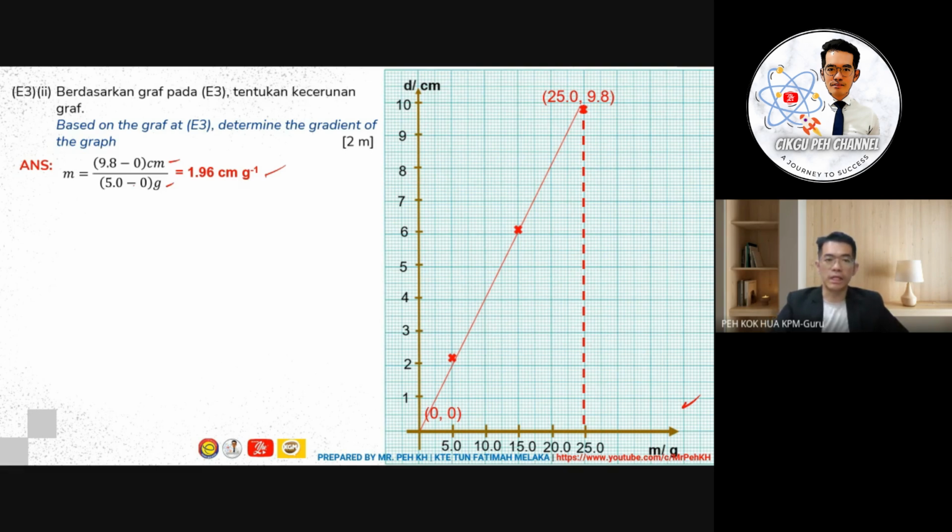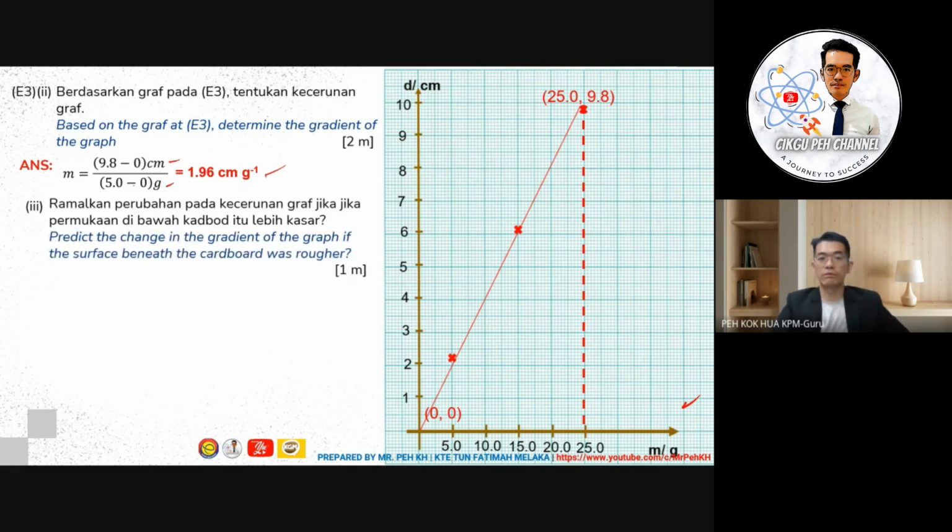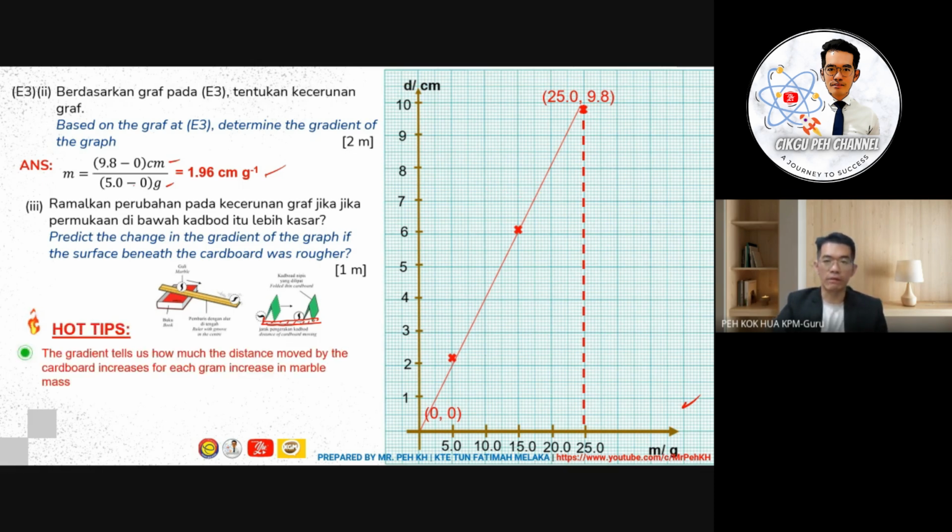Okay, so here will be the last question for our discussion related to this experiment. Predict the change in the gradient of the graph if the surface beneath the cardboard was rougher. So what happened to your gradient? That means if the surface below the cardboard is rougher, what is the impact on your gradient? Become higher, lower, or remain the same? You have to understand what the graph tells us actually.